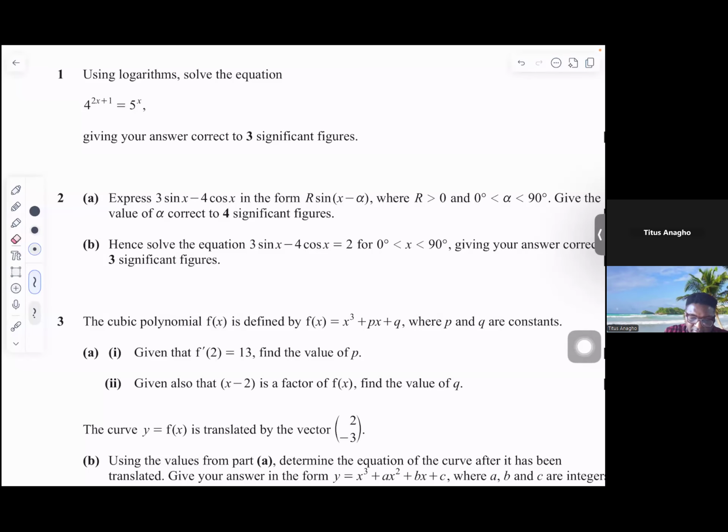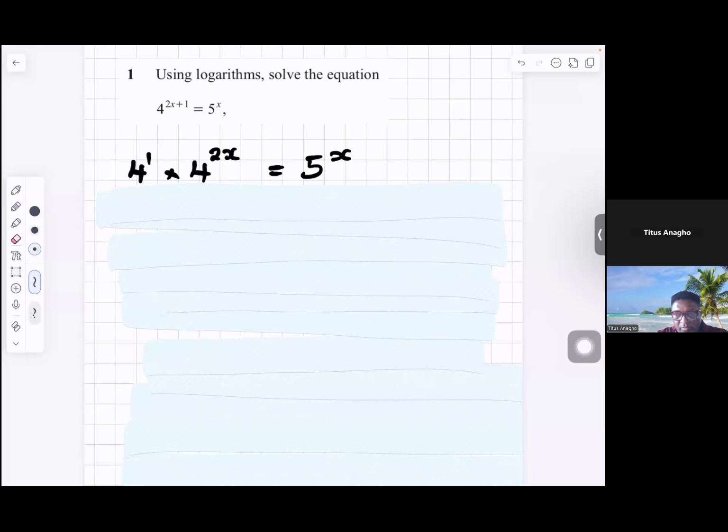Question 1. Use logarithms to solve this equation, giving your answers correct to 3 significant figures. There are a couple of ways you can do this question. You can use logs, or you can use ln. Ln is the same as log to the base e. The first thing I'll do is take it as 4 to the power 1 times 4 to the power 2x equals 5 to the power x.